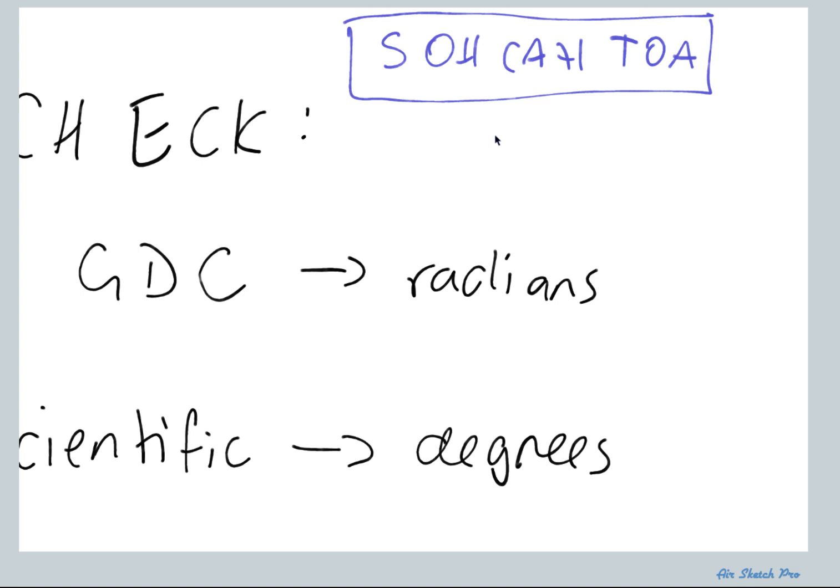So just to remind you, SOHCAHTOA is your memory aid, and it means sine is opposite over hypotenuse, cosine is adjacent over hypotenuse, and tangent is opposite over adjacent. So we normally call them sine, cos, and tan, with the three-letter abbreviations SIN, COS, and TAN. Okay, so we use those to solve problems like this one.